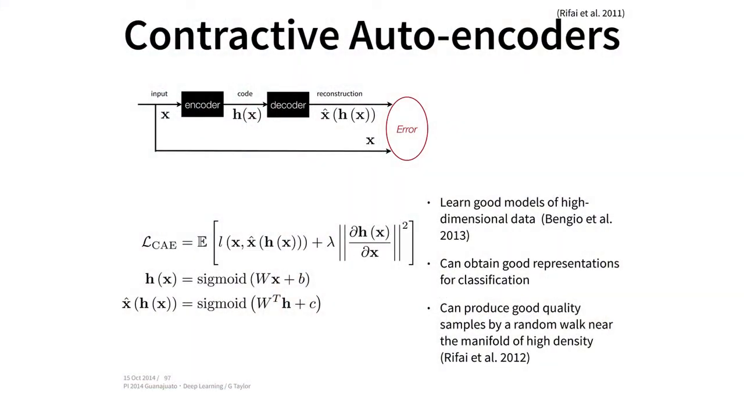Typically, again, we're just implementing these using sigmoids or tanh or ReLUs or whatever. We have simple mappings of input to hiddens and hiddens to outputs.